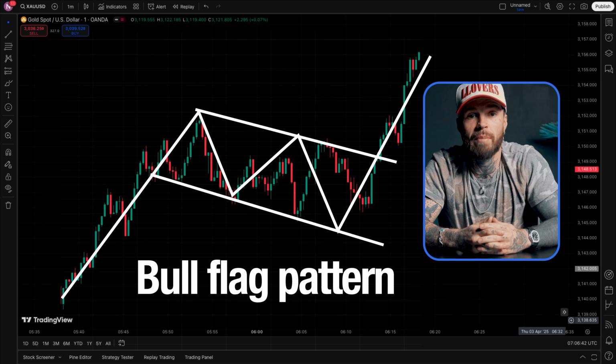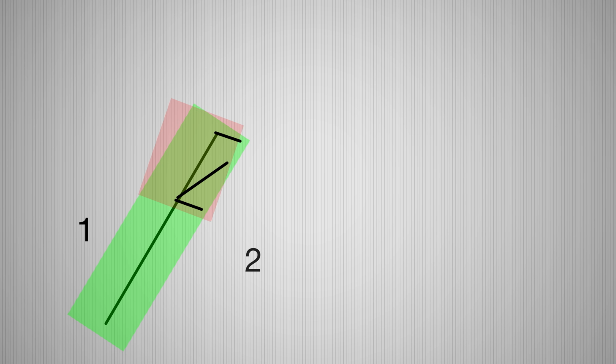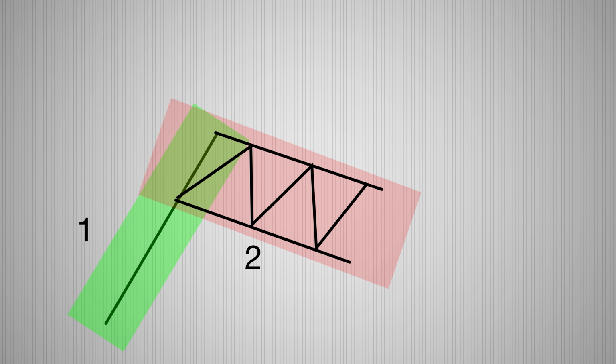This is called a bull flag pattern, and it's one of the most reliable continuation setups in trading. Here's how it works. 1, a strong push up, the flagpole. The green candles, strong momentum, high volume. 2, a small pullback, the actual flag itself. A couple of red candles, but not a full-blown crash. 3, a breakout above the zone. This is your signal to enter and ride the next leg up.